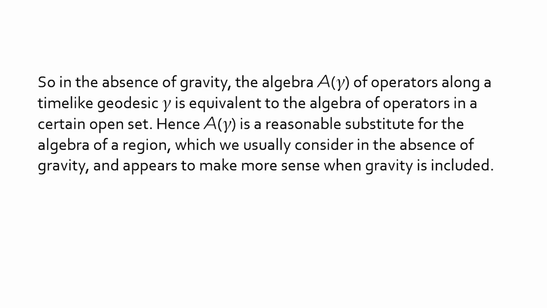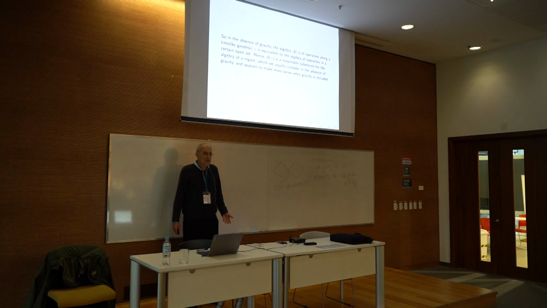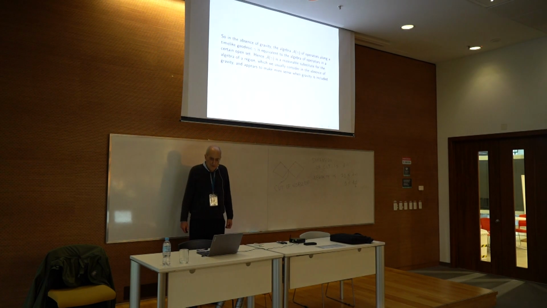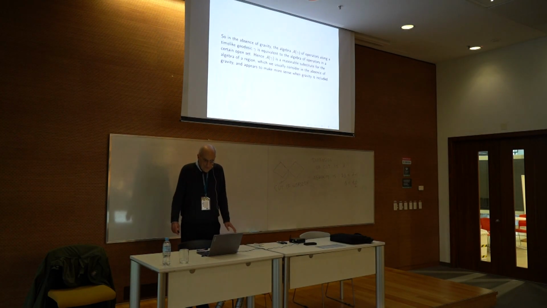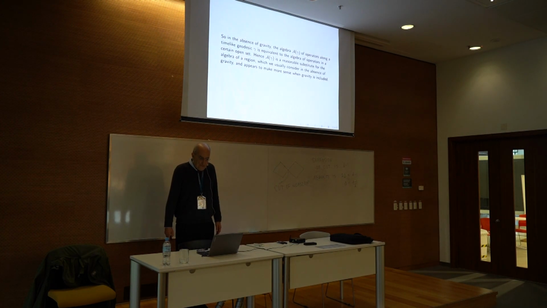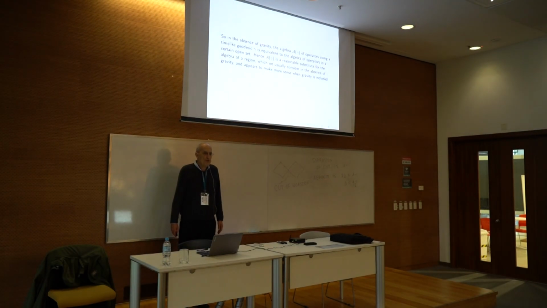And anyway, with gravity, something is not well motivated unless it's actually the algebra of operators that somebody can measure. So what I think is well motivated with gravity is to make a model of what someone can measure, and that's what A of gamma is meant to be. So A of gamma seems better motivated in gravity than the algebra of a region, but it's encouraging that without gravity, and I believe also in the context of perturbative gravity, A of gamma actually is equivalent to the algebra of operators in a certain open set.